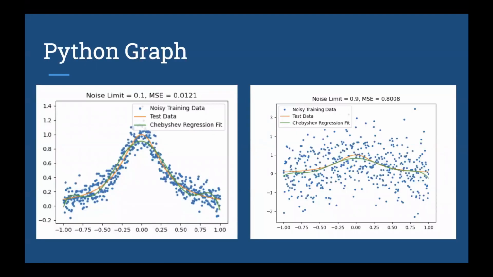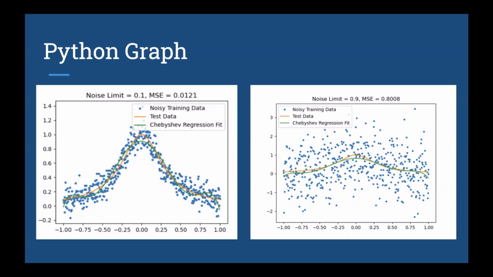So now getting to the graphs that we created here on the screen right now, you can see the Python graphs, more specifically the linear regression model that we created using scikit-learn. To the left here, you can see a graph that has a noise limit of 0.1. Just looking at the graph, it looks like a pretty good regression model. The regression fit line in green looks pretty good compared to the data. And another good indicator is the mean squared error that's printed above. So we have a mean squared error of 0.012, meaning that this is a pretty accurate regression model.